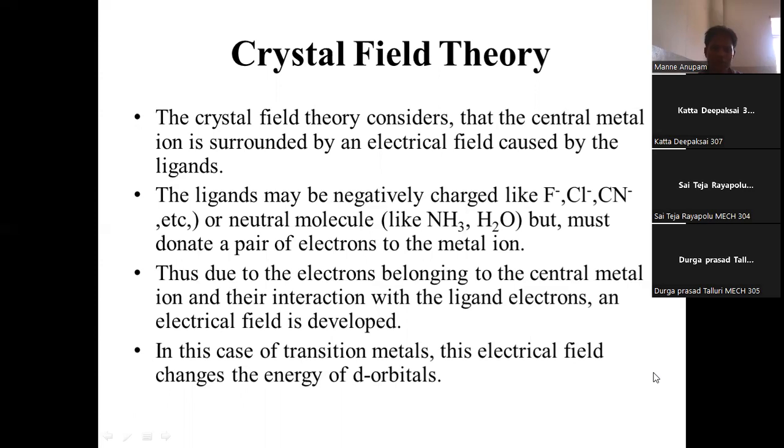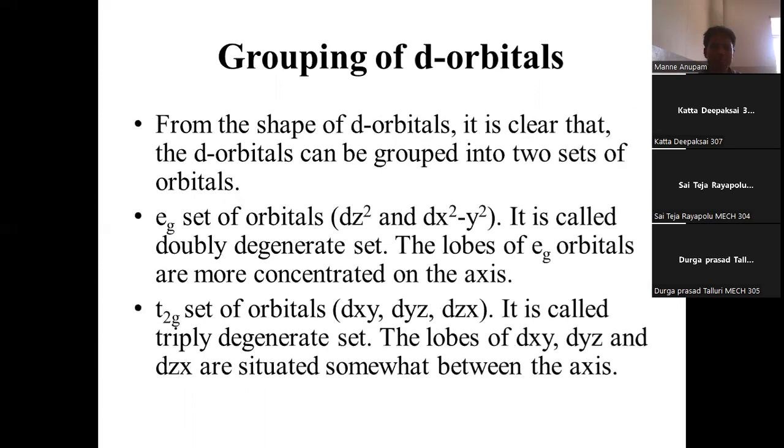Now let us go to the next slide. That electric field is developed, and depending upon the electric field, the d orbitals are split into an EG set of orbitals and a T2G set of orbitals. Let us see what the EG set of orbitals and the T2G set of orbitals are.